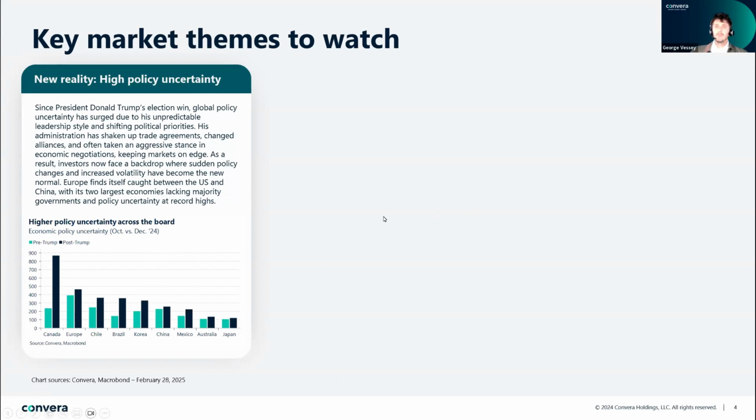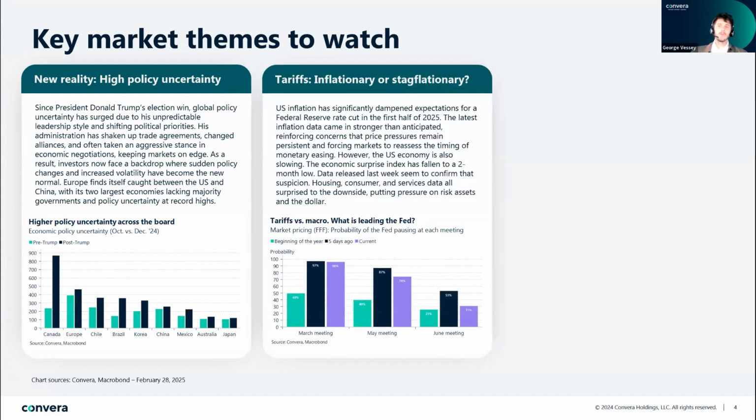The second theme is related to tariffs, whether or not they're inflationary or stagflationary. The risk is that they are inflationary. We have already seen that US inflation has significantly dampened expectations for Federal Reserve rate cuts in the first half of this year. The latest inflation data came in stronger than expected, with last Friday's US PCE inflation print, which is the Fed's preferred measure of inflation, confirming that the 3 and 6 month trends are accelerating again. And so this is reinforcing concerns that price pressures remain persistent and is forcing the markets to reassess the timing of monetary policy easing by the Fed.